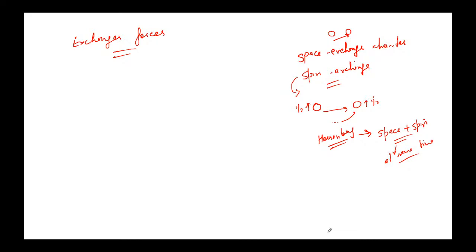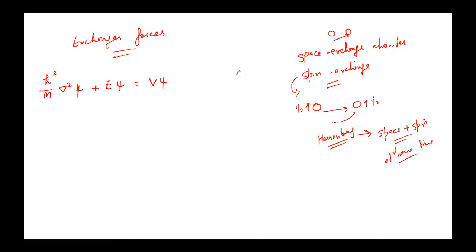So the first type of forces which we will discuss. How do we represent these forces? We represent these forces, or the wave equation, using the Schrodinger wave equation. So let us say this is our wave equation, and this is our Schrodinger wave equation.